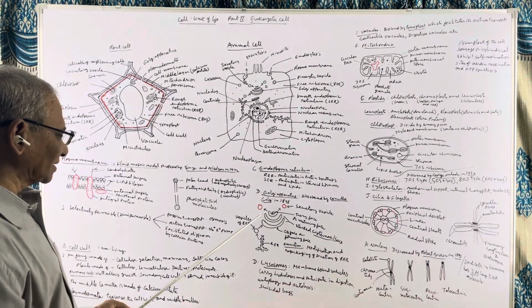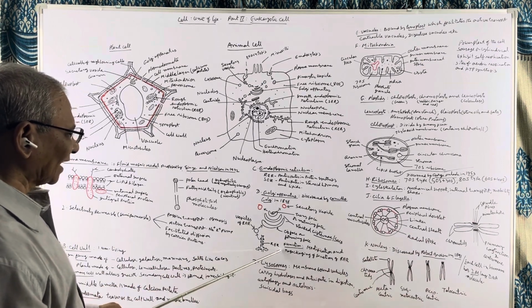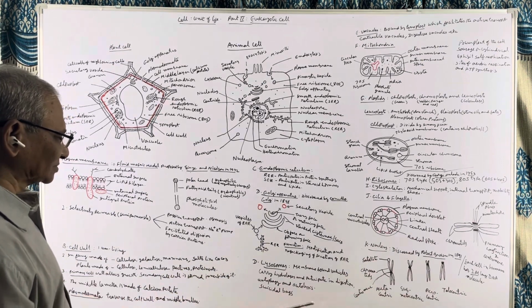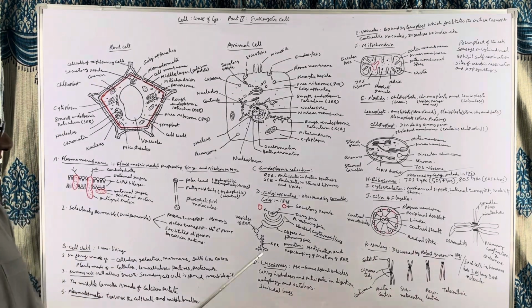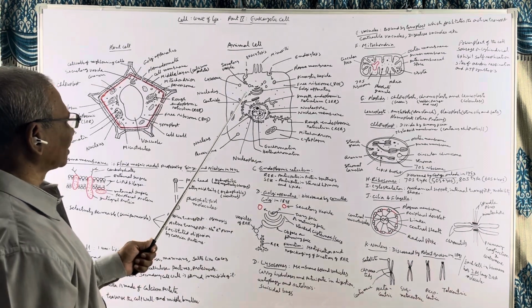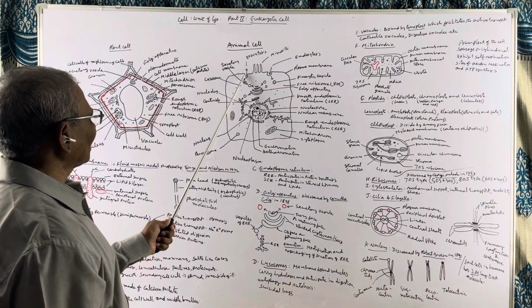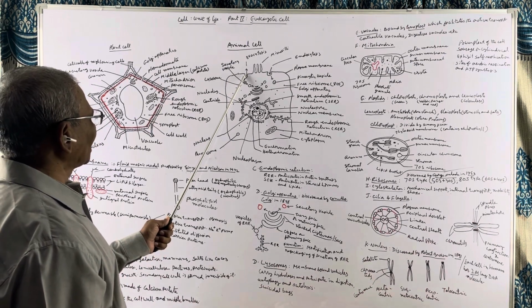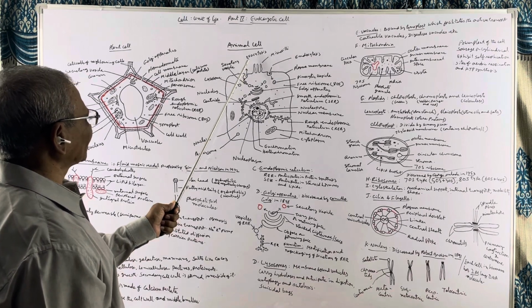The secretory vesicles contain a variety of enzymes participating in different activities of the cell. That is about the Golgi apparatus. Here I have drawn some vesicles that travel, fuse with the plasma membrane and release their secretions to the outside. This process is known as exocytosis.